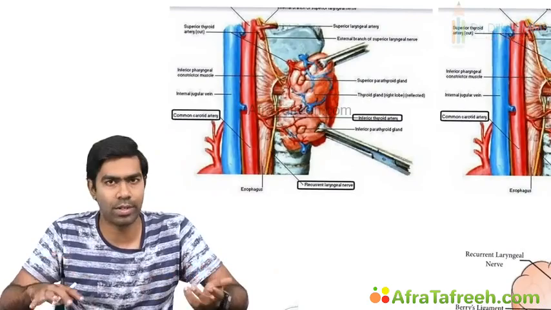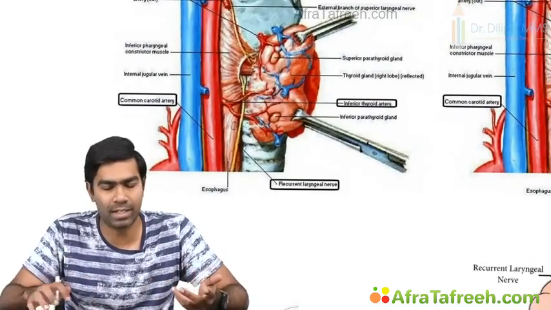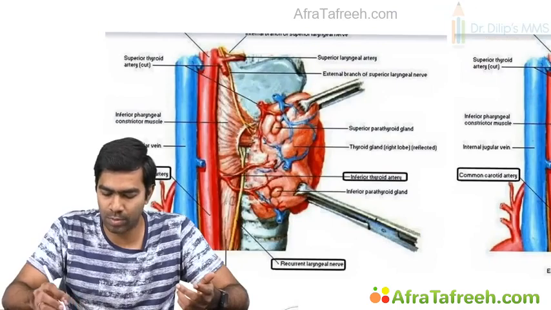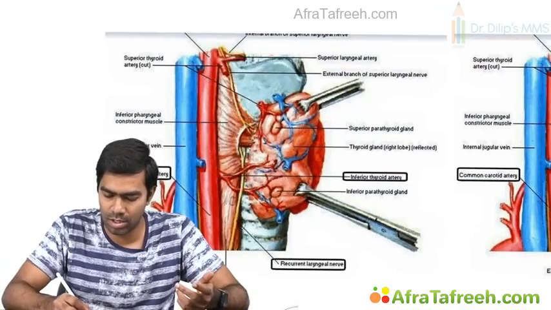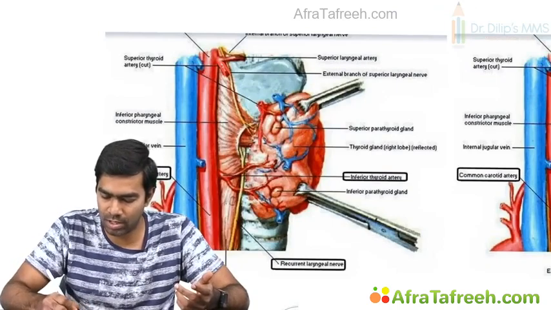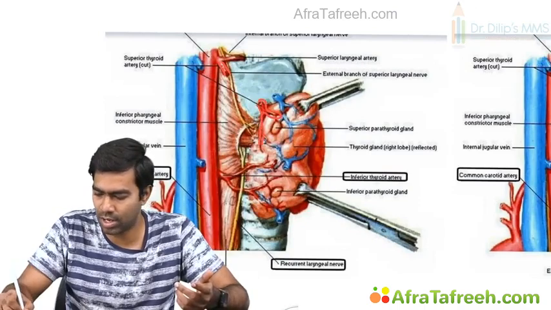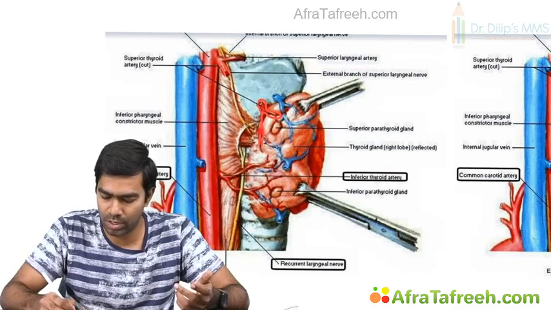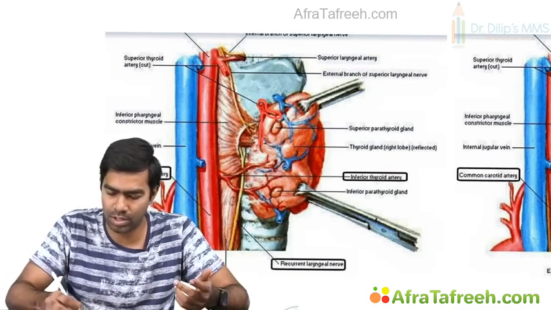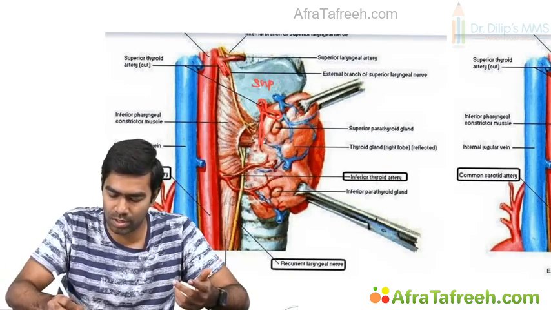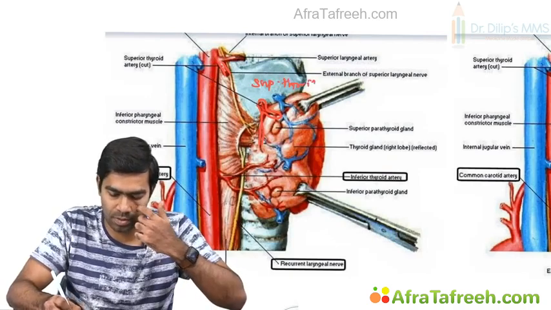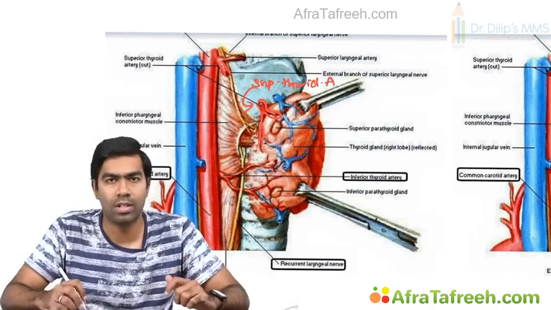So what are the arteries that are going to supply the thyroid gland? You have two basic arteries. One is the superior thyroid artery. So this is the superior thyroid artery, and it is actually cut here in this diagram. I can write it down. This is the superior thyroid artery, right?